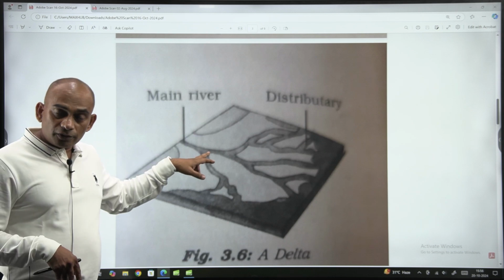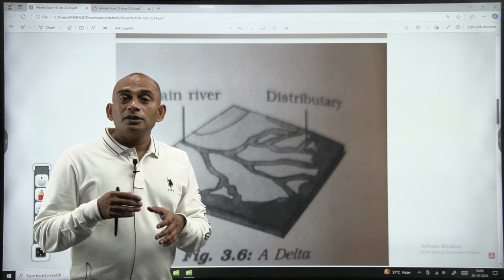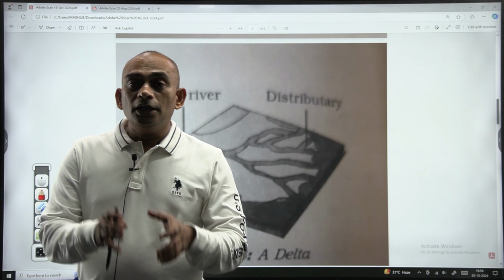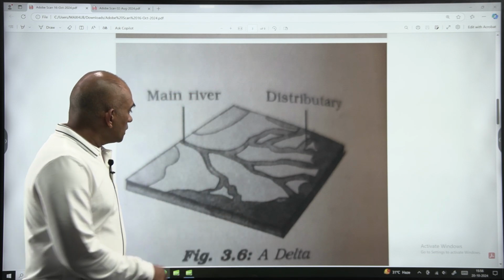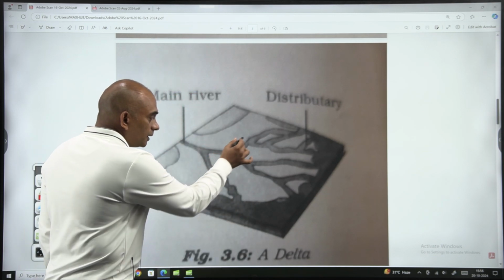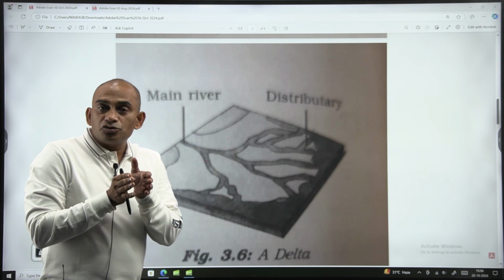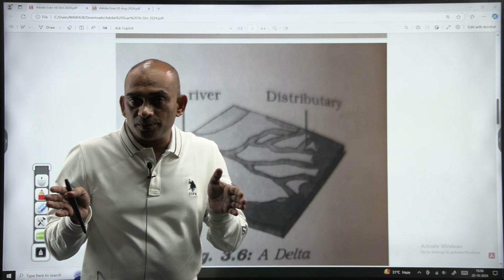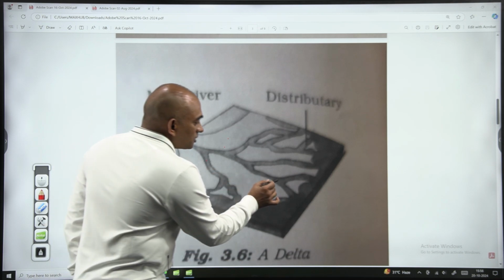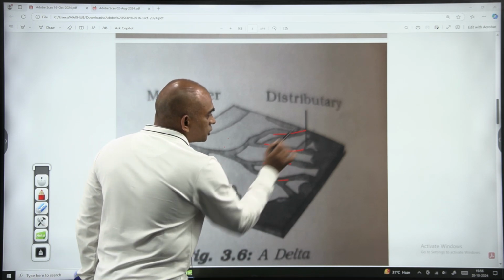When the flow of a river reduces, naturally whatever load it is carrying, it would deposit. So when the river deposits its sediments, what will happen? It naturally breaks up into different streams. So these streams are nothing but distributaries.